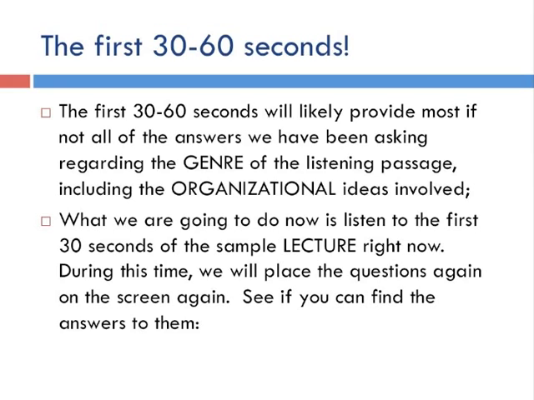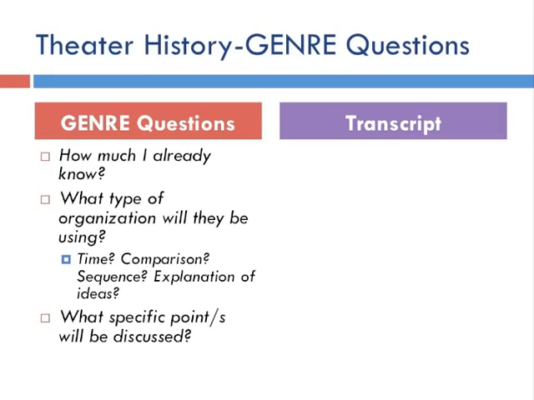Now, we're going to start by listening to the first 30 seconds. I will place the genre consideration questions on the screen again. As you listen, see if you can find the answers to them. And then in a moment, we will analyze the transcript and verify those answers. On the left side here, I have those genre questions. Obviously, we can't answer the first one. Only you can answer that one, as to how much you already know about this topic. So as you start to listen, think about what you already know as the professor begins to talk.